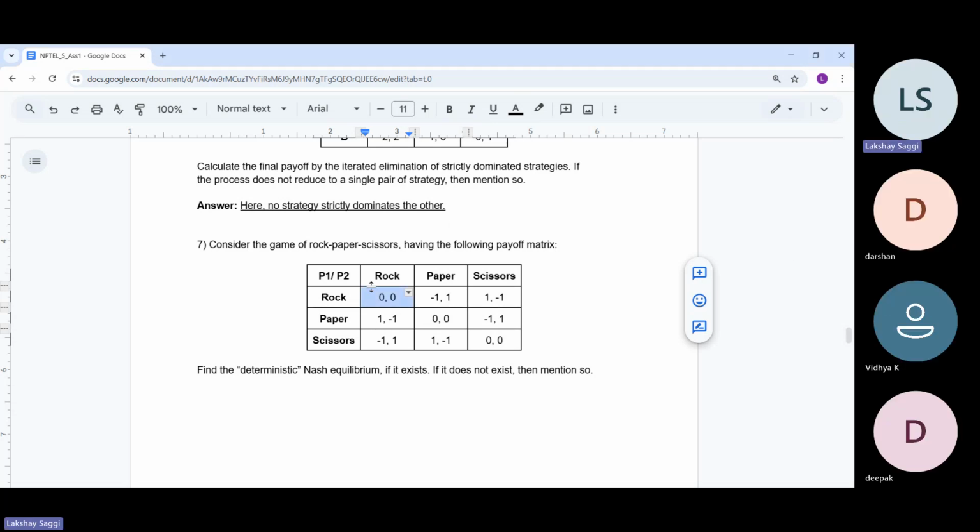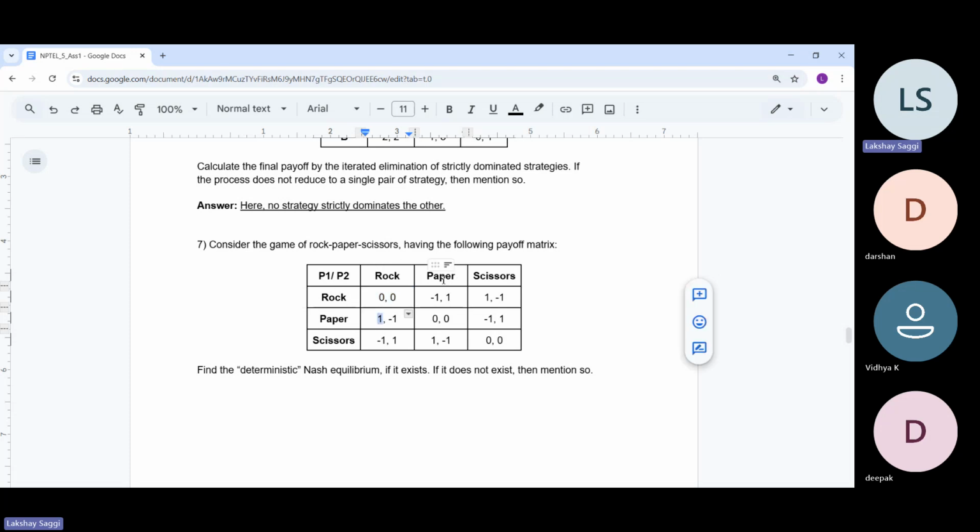Suppose we check if any player has any incentive to switch. For any entry, you can always find an incentive to switch for one of the players. If it was rock comma rock, then the row player has an incentive to switch to paper so that the row player wins. Right now it's a draw, but if I change my rock to a paper, then I'll be able to win. So I have an incentive to switch.